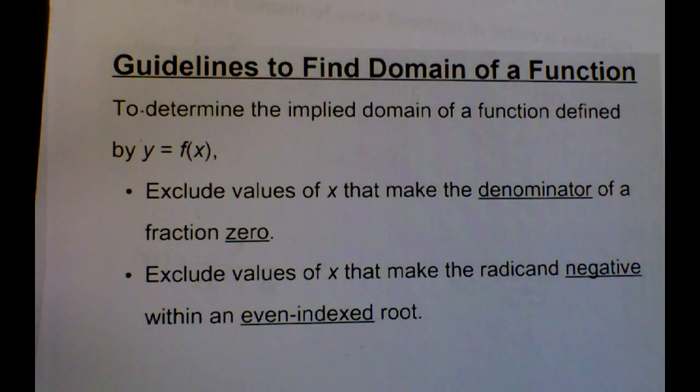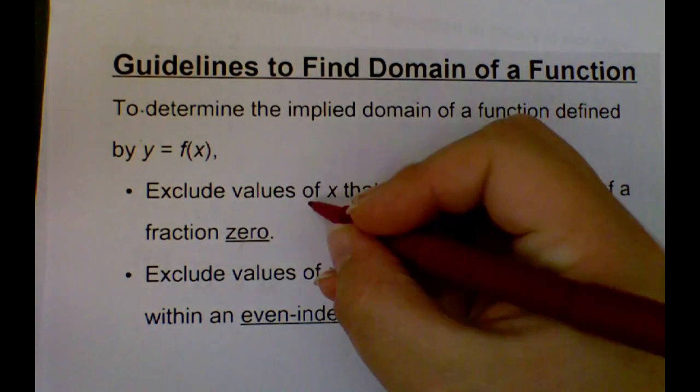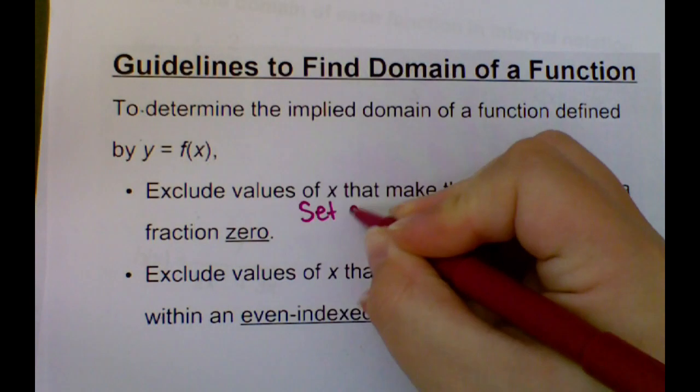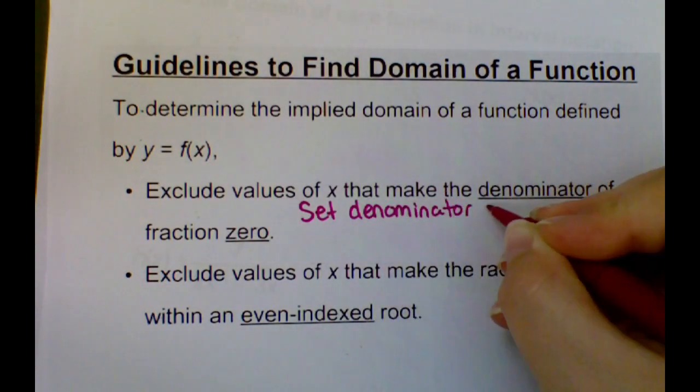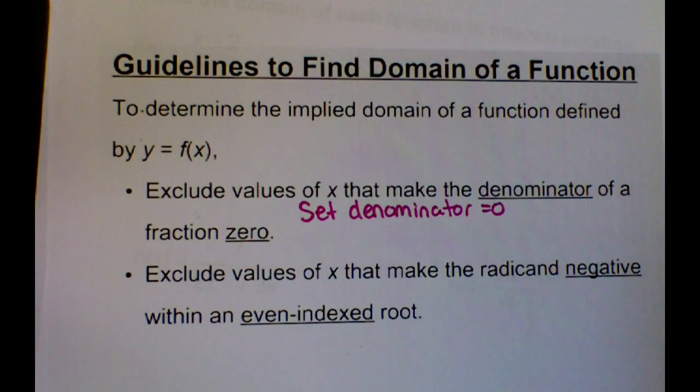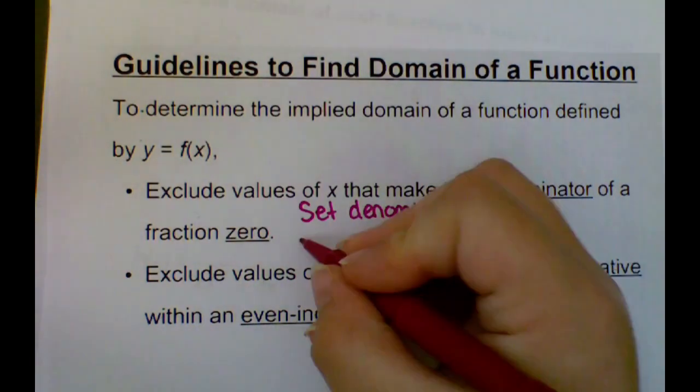Then we also have to exclude values of x that make the radicand negative within an even indexed root. So what that means is we can't have a negative inside of a square root. So for this first one, we're going to set the denominator equal to 0. And then the domain is everything but that.